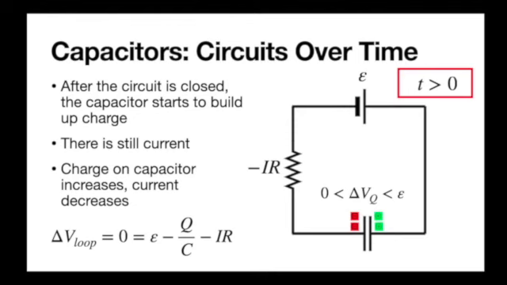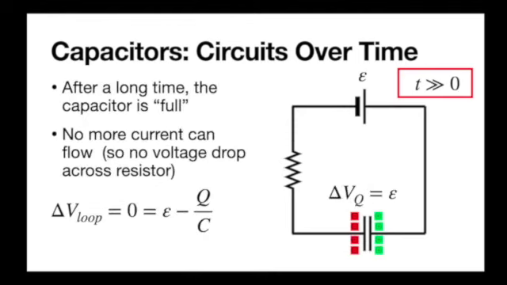All right, so let's go even further on. Let's let this evolve for a really long time, many time constants. So I say t is much greater than 0, but maybe it'd be more accurate to say t is much greater than tau, right? All that matters is that we've waited a long time in comparison to our time constant. So if our time constant was 5 seconds, this could be t is 30 seconds or a minute or something like that.